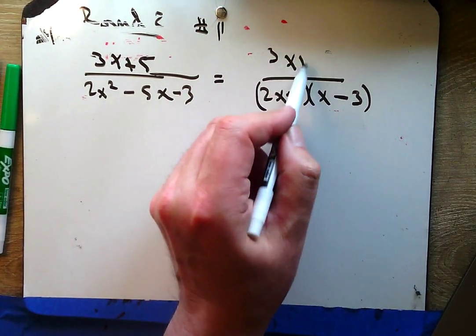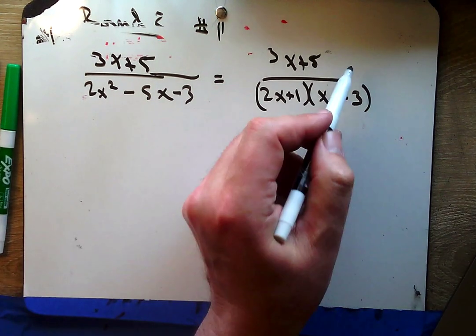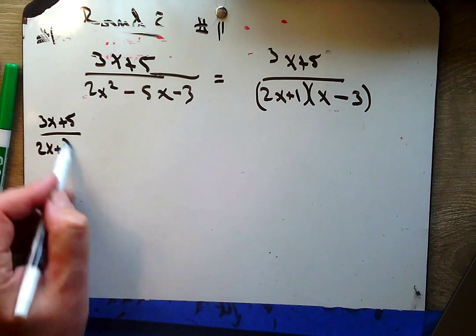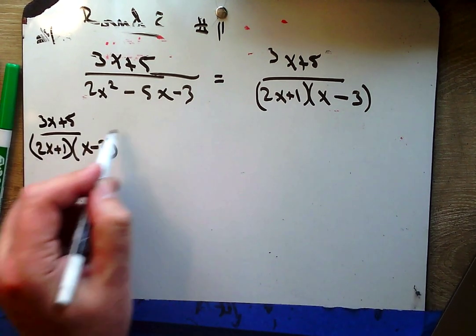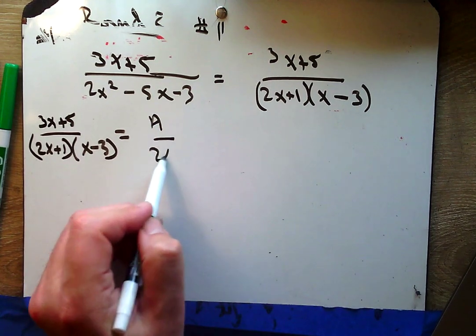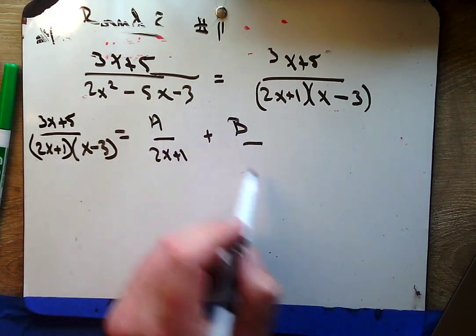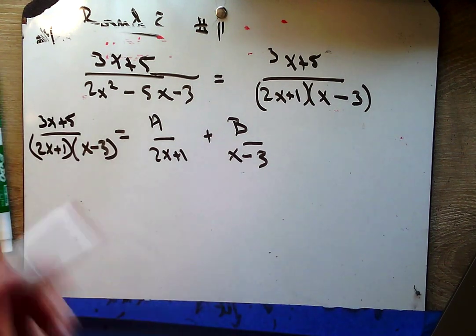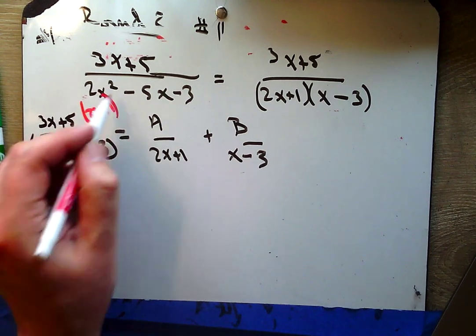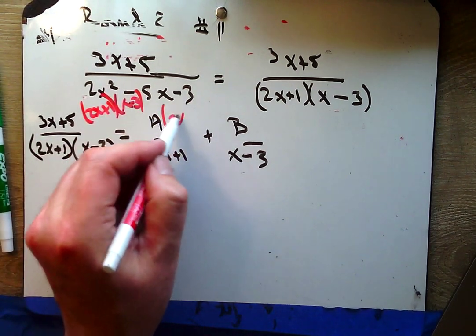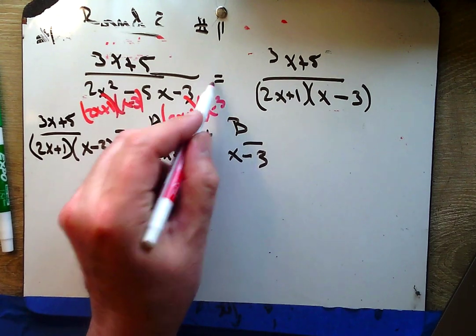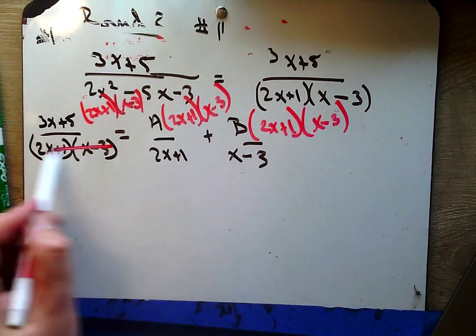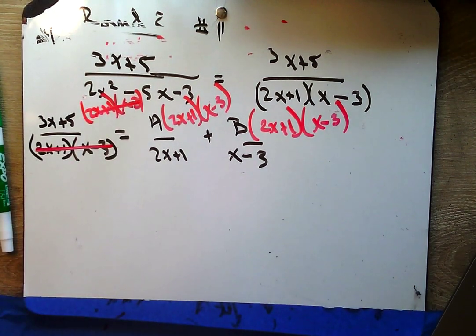And 3x plus 5 on top. So my setup is going to be a over 2x plus 1, b over x minus 3. If I multiply everywhere by the least common denominator, 2x plus 1, x minus 3, so these cancel, and we're left with 3x plus 5 over there.